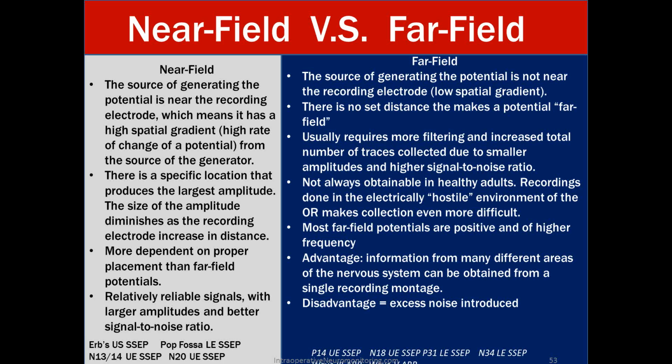Near field versus far field. Near field response: the source of generating the potential is near the recording electrode, which means it has a high spatial gradient, a high rate of change of potential from the other source of generator. There is a specific location that produces the largest amplitude. The size of the amplitude diminishes as the recording electrode increases in distance, more dependent on proper placement than far field potentials. Relatively reliable signals with larger amplitudes and better signal-to-noise ratios.